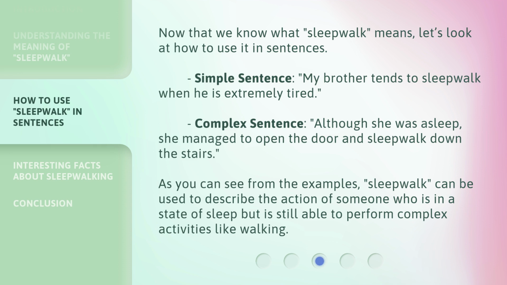Now that we know what sleepwalk means, let's look at how to use it in sentences. Simple sentence: My brother tends to sleepwalk when he is extremely tired. Complex sentence: Although she was asleep, she managed to open the door and sleepwalk down the stairs. As you can see from the examples, sleepwalk can be used to describe the action of someone who is in a state of sleep but is still able to perform complex activities like walking.